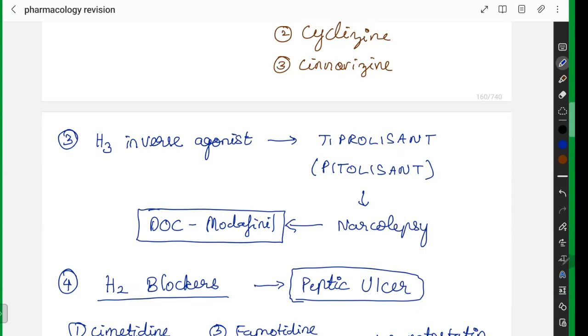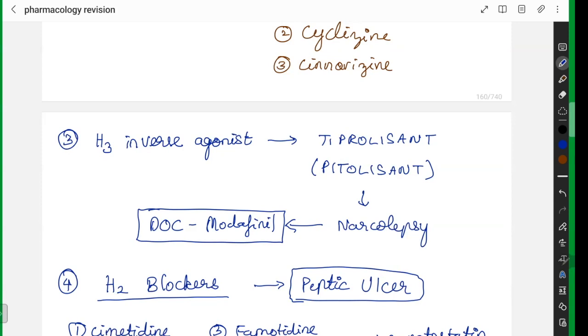This pitolisant and tiprolisant are drugs given in narcolepsy. Do you know what narcolepsy is? Don't confuse it with narcoanalysis. Narcoanalysis is different. Narcolepsy means you would have day sleeping, daytime sleepiness. So all these are called narcolepsy.